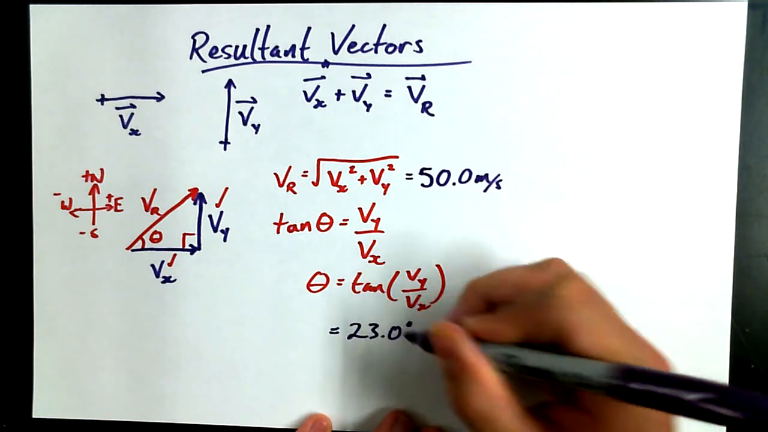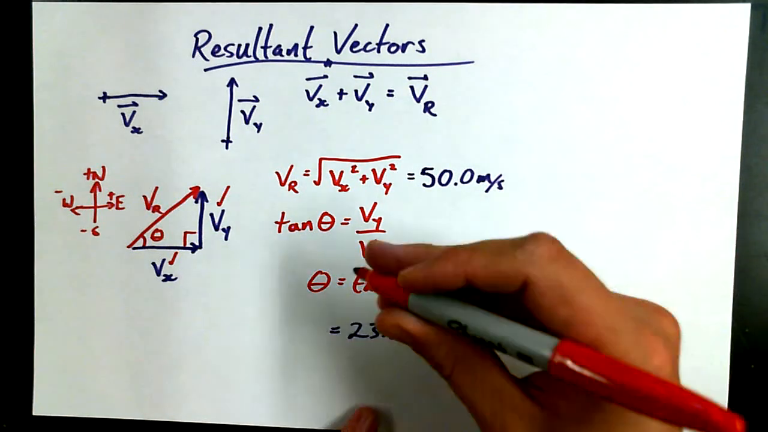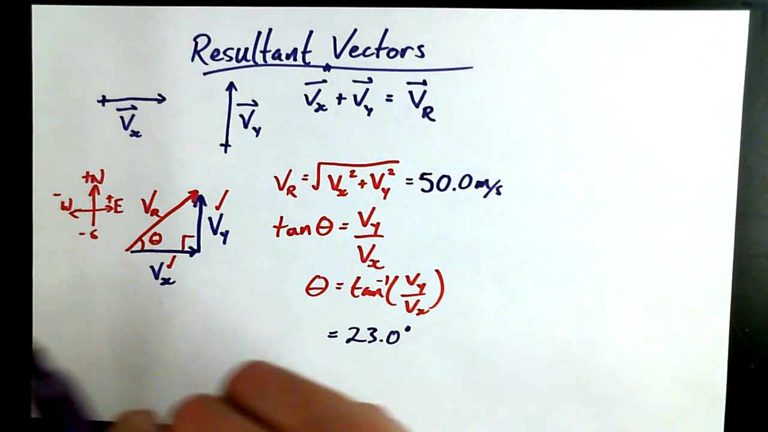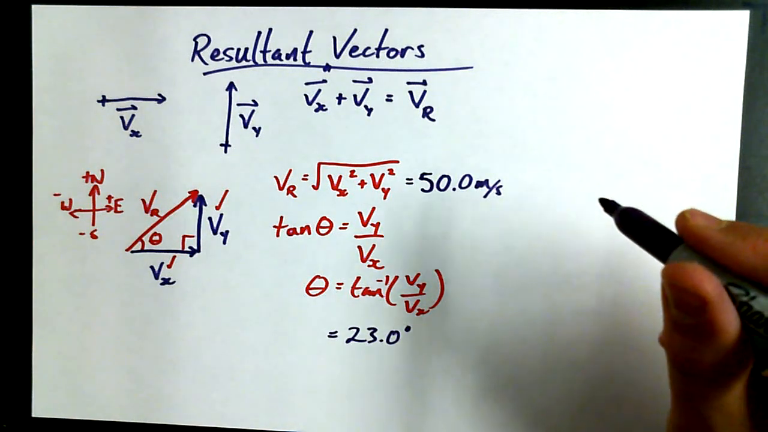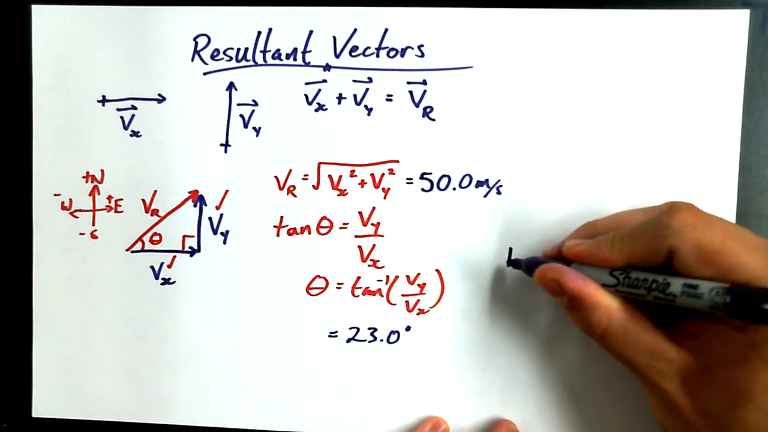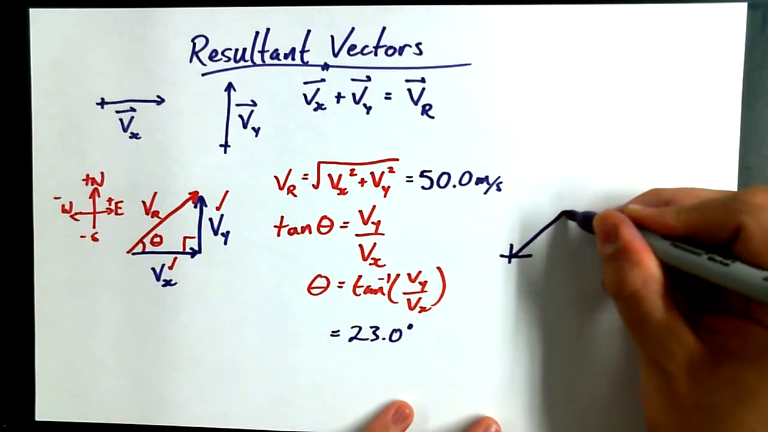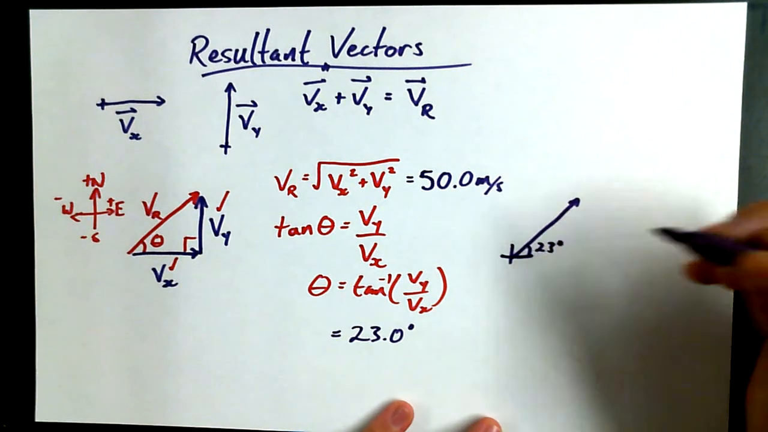23.0 degrees even. It's tan -1, right? Tan -1. Let's say that we found the angle to be 23 degrees. That would mean that I have a vector, like this one here, that points off 50 meters per second at an angle of 23 degrees.